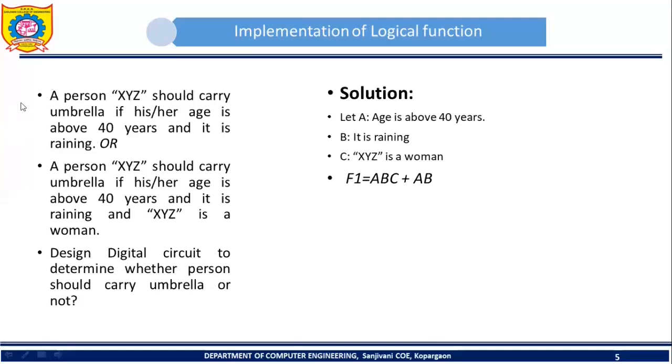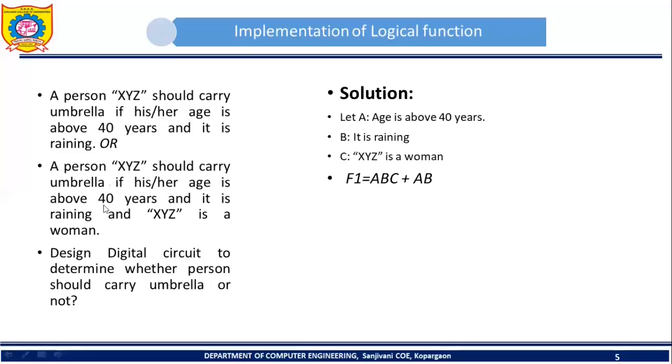See, this was the first condition. A person is expected to carry the umbrella if his age is above 40 years. Age is above 40 years means which expression? A. And it is raining. Which is that expression? B. So A and B. So here I have taken that term AB. Then this was the second condition. A person should carry an umbrella if his age is above 40 years, that is A, and it is raining, that is B. A and B, and XYZ is a woman. That is literal C. So that's why here we have AND operation between A, B, C. So we have these two conditions.